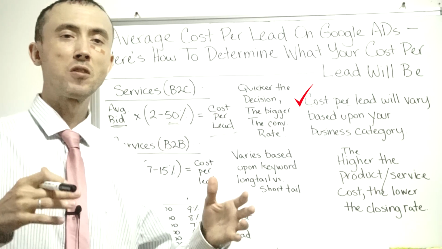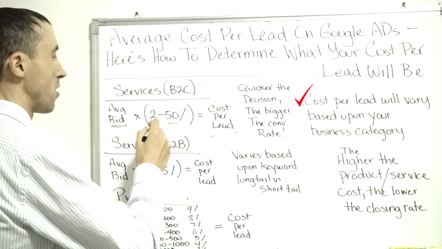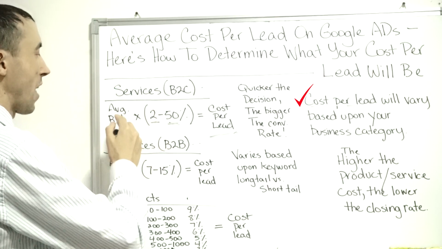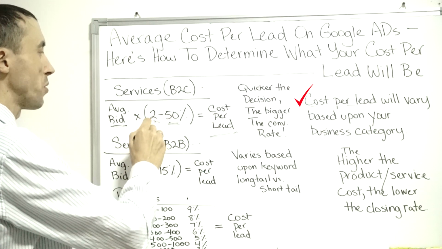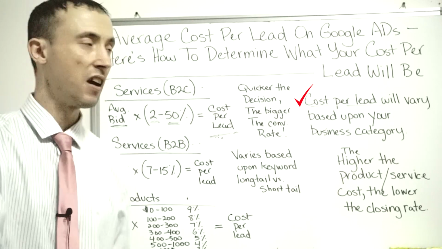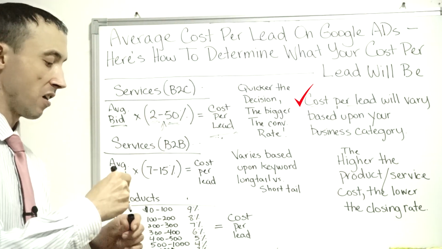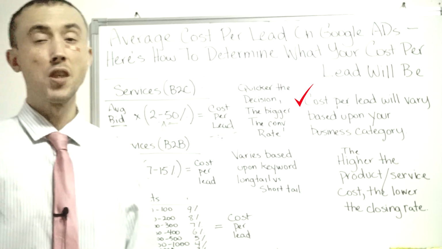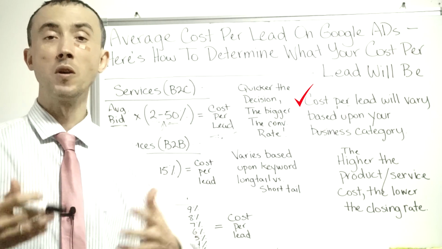You expect people to respond right away. The reality is they don't. So in that case, that would be the other end of the range. That is where you would take your average bid, high range, times 2%, and that's going to be your cost per lead estimate for your market if you're in a market like that. And then obviously, you're probably going to end up somewhere in between, between 2 and 50%, based upon them making a decision in a respectable amount of time, but not always right away.